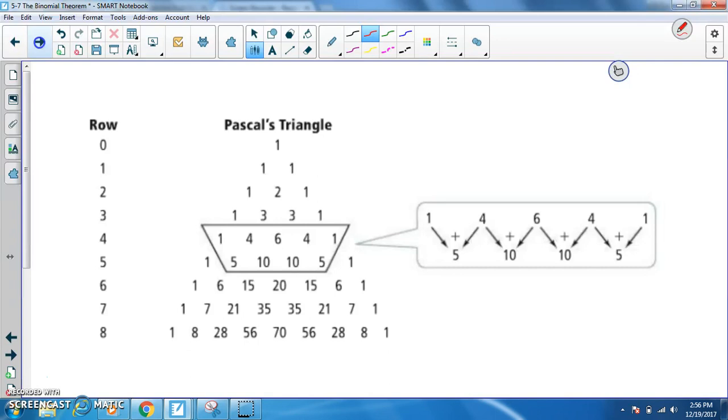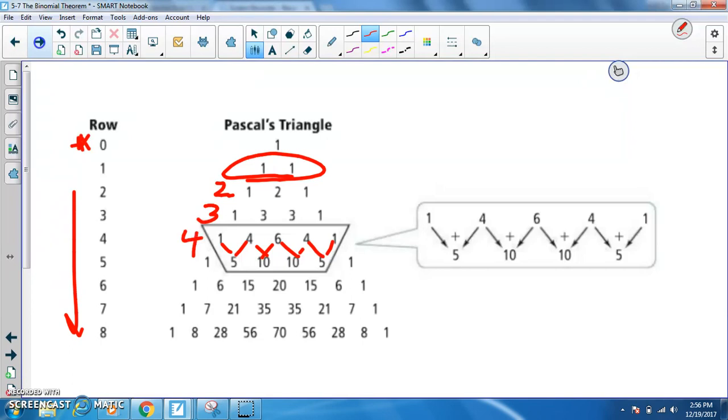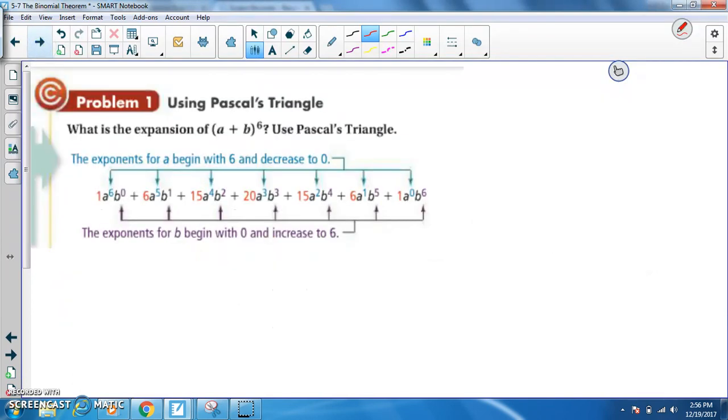So every row starts and ends with a 1. Then, in order to get the next row, we add the 2 numbers above to get the number below. Add the 2, add the 2, add the 2. You don't necessarily have to memorize this, you just need to know the pattern. We are going to use this in order to expand binomials. Notice that we start at row 0 and we go down. So this would be row 1, row 2, row 3, row 4, and so on.